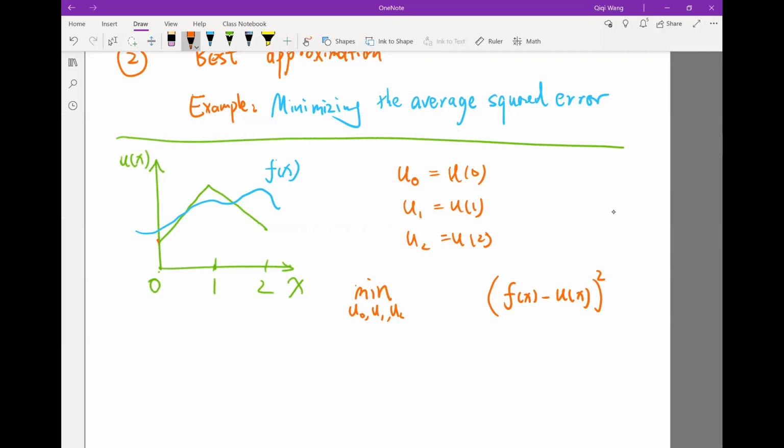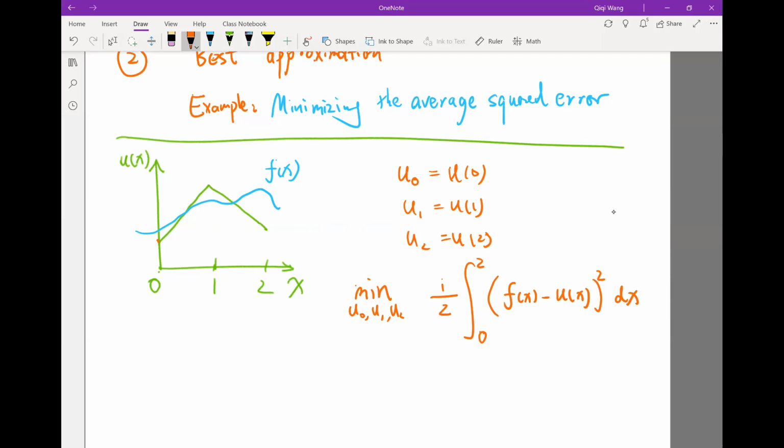And what is the average of a function? The average of the function, just as we discussed in finite volume, we should be familiar with that already. It's the integral of the function over the entire domain from 0 to 2, and I just divide by 2. So that's minimizing the average discrepancy between f and u.